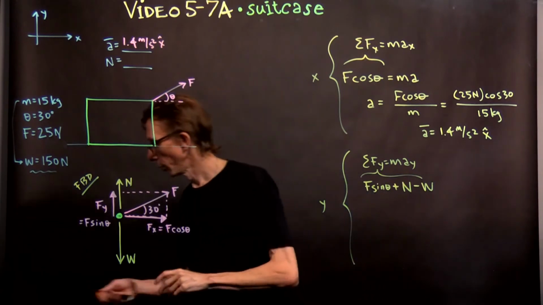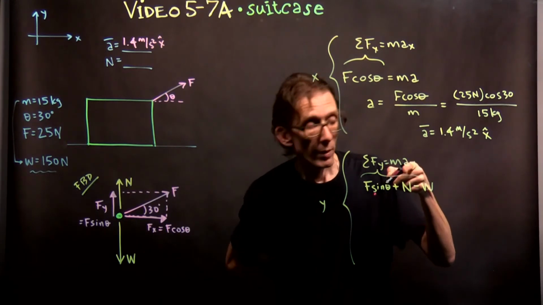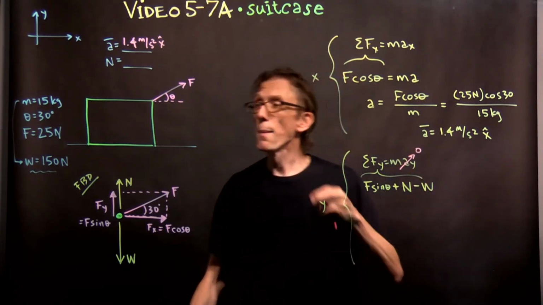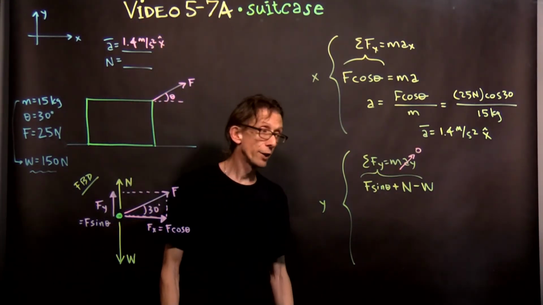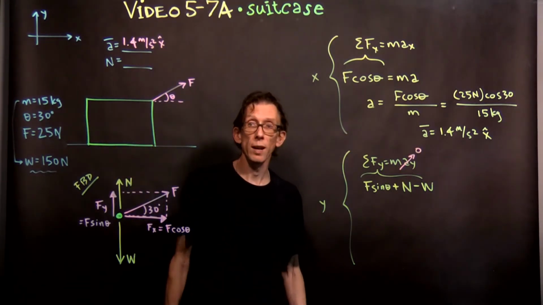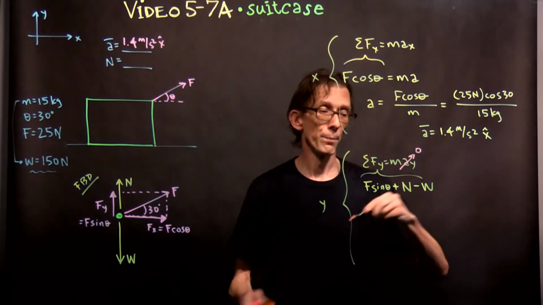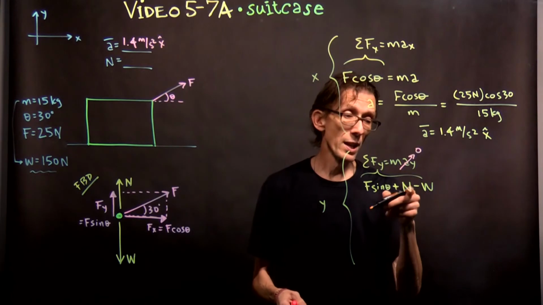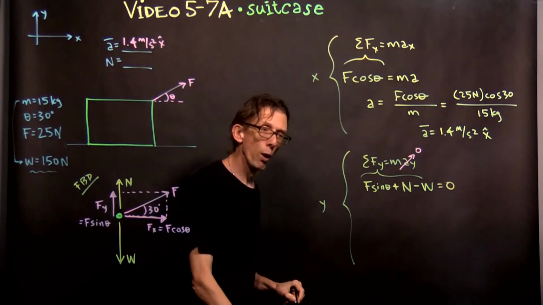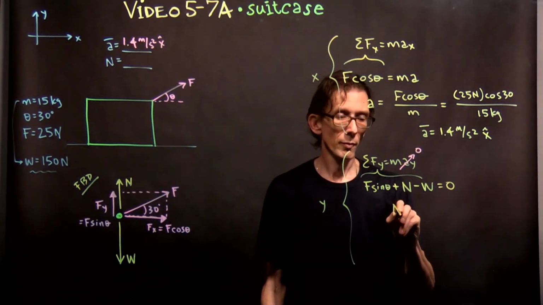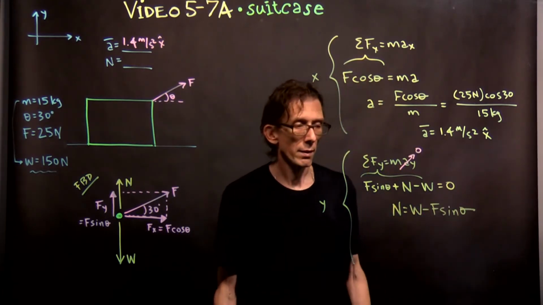But what is ay equal to? Zero. It's not moving up or down. It's moving across the floor. There is no acceleration up or down. Again, I told you at the get-go, it's moving to the right in the positive x direction. It's not accelerating up or down, so that's simply equal to 0. So now we can solve this for n. So F sine theta plus n minus W equals my favorite number, 0. So the normal force is weight minus F sine theta.